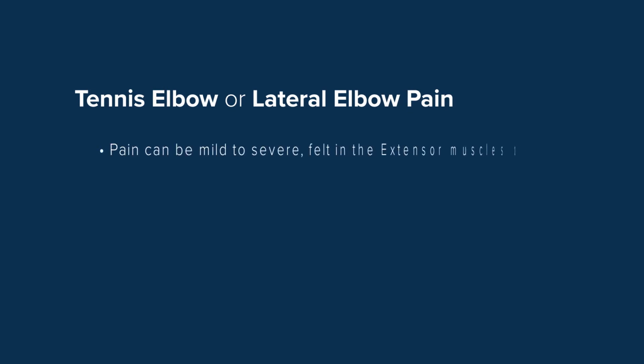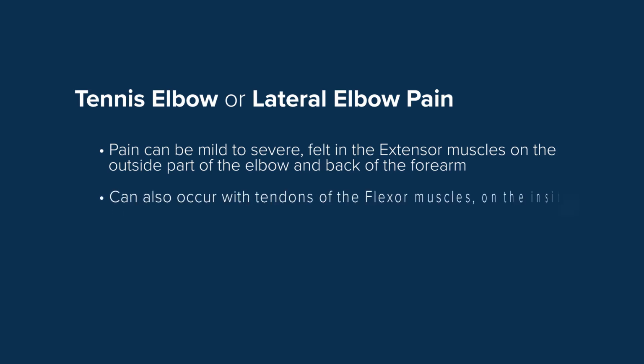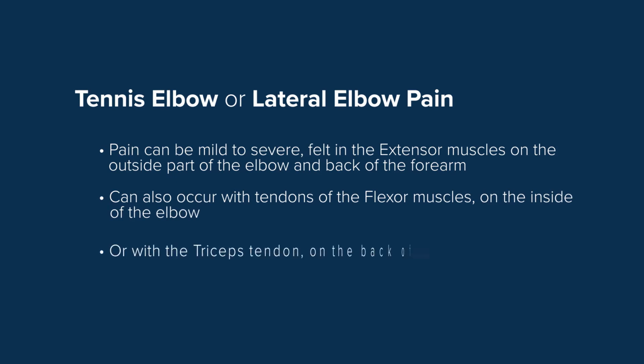Pain can be mild to severe. It can be felt in the extensor muscles on the outside part of the elbow and back of the forearm. This type of issue can also occur with tendons of the flexor muscles on the inside of the elbow and even the back of the elbow with the triceps tendon.